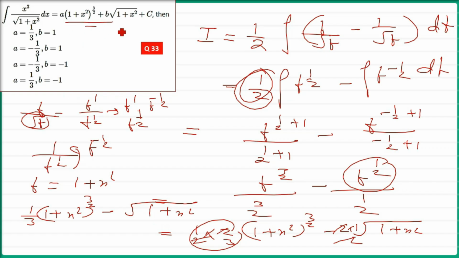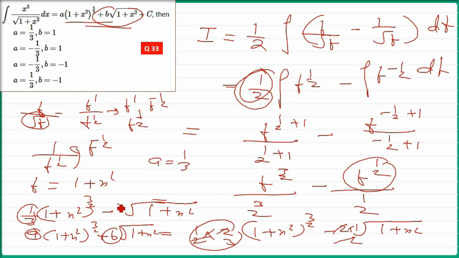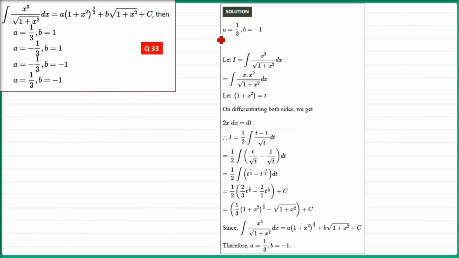Now let's match it with this. A here, 1 plus x square raised 3 by 2. I'm just simply writing the right part of the question, and you will see what is matching. Plus b under root 1 plus x square. So a is simply 1 by 3, and b is simply negative 1. Just match it. You are getting a proper answer here. A is 1 by 3, b is negative 1. It was a good question, and this is how it will be performed.